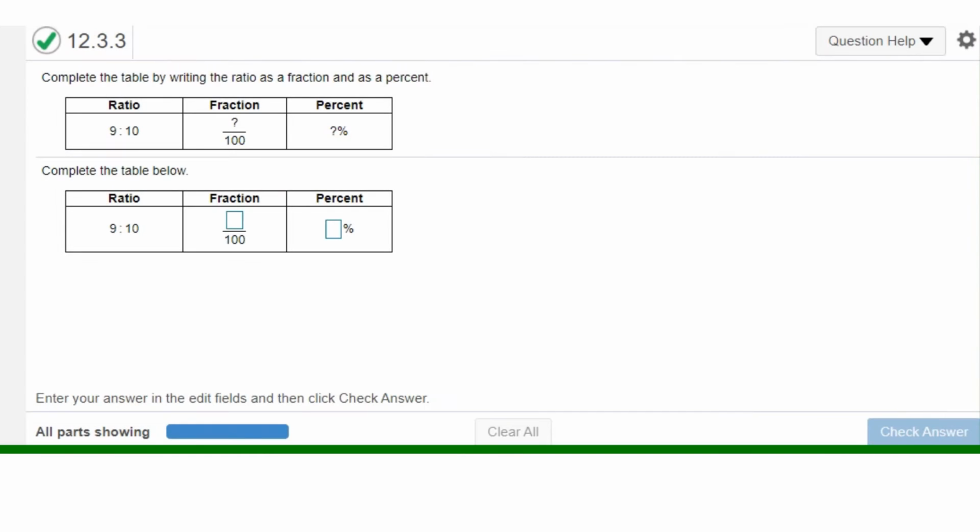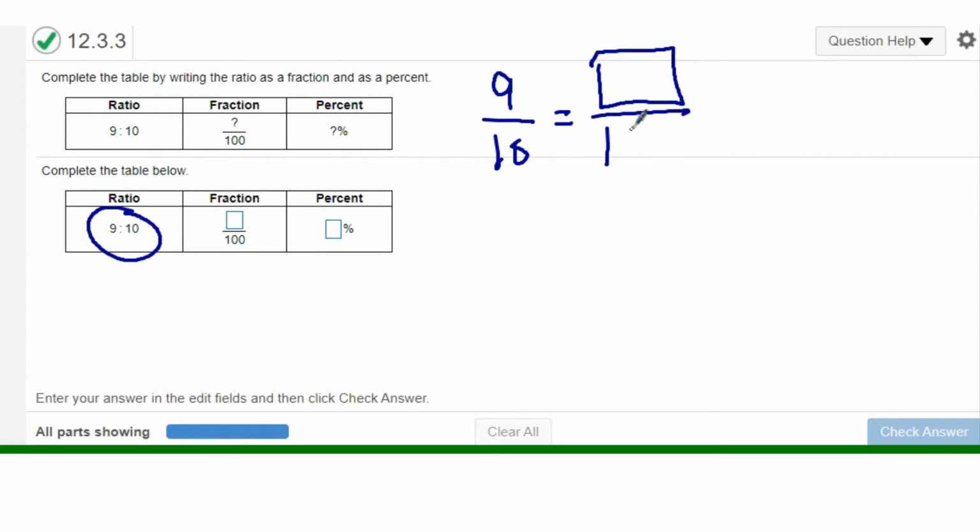Number 11, I guess I can do this one. So for this question, we have our ratio. Remember, you can write ratios as fractions. So it says 9 as the first term and 10 as the second term. So you can write that as 9 over 10. And then you put your equal sign. This is already as a fraction, so you have a missing box over 100. So you literally just use equivalent ratios.